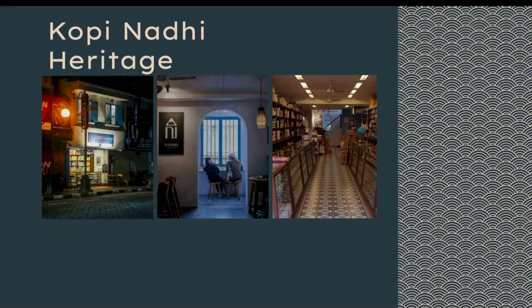I do have another example: Kopi Nadi Heritage in Gajah Mada. Kopi Nadi Heritage is on the second floor of this building. The first floor is still used as a stationery shop, and if you go to the second floor, it has been changed into a cafe.